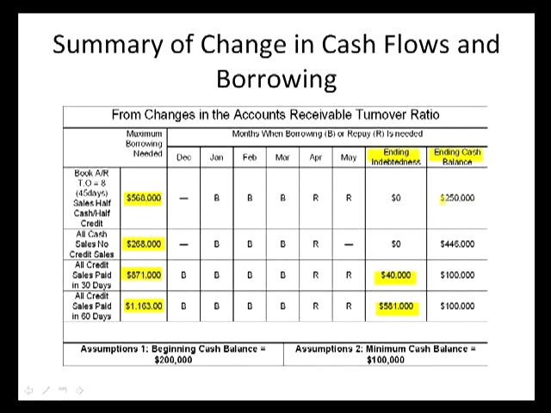We also can see the impact on ending cash balances. In our base case situation, the book shows us that we go from $200,000 to $250,000. When all sales are for cash, we go from $200,000 to $446,000. And finally, as we go to all 30 days and 60 days, we find ourselves at the $100,000 minimum that we set in the problem.